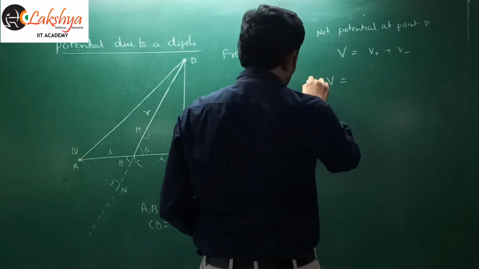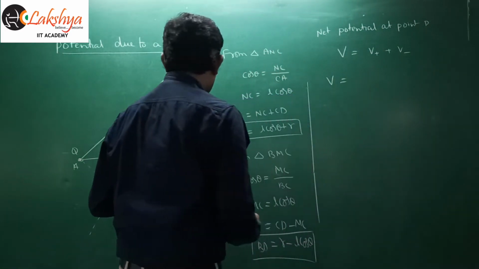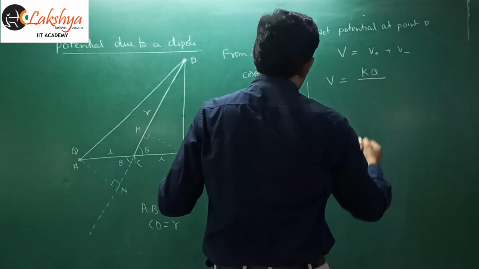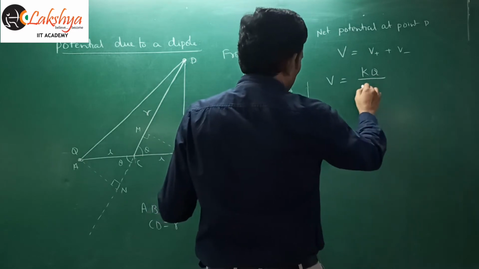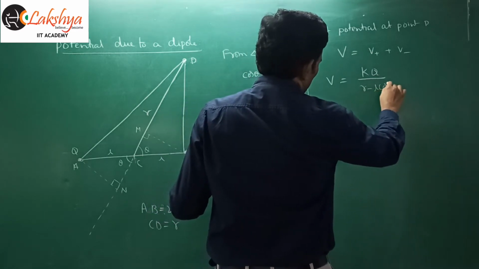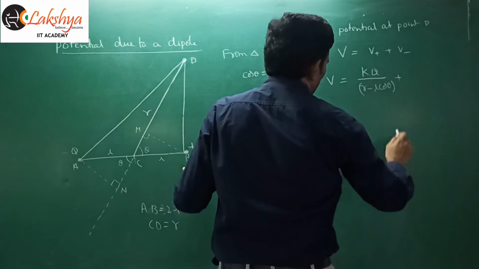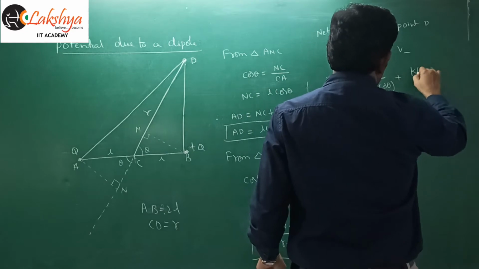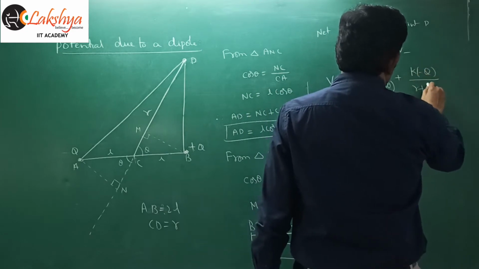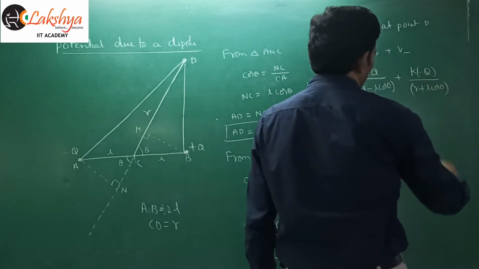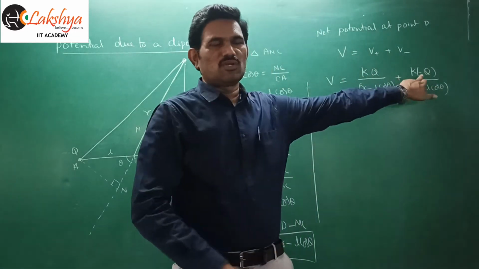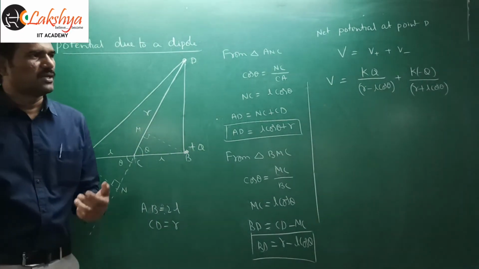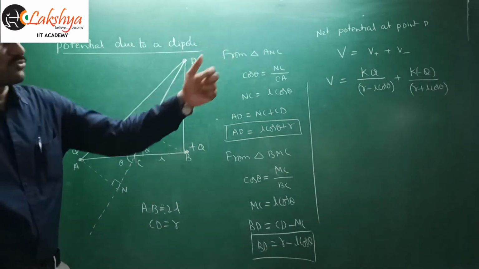So potential due to positive charge is KQ by BD. That BD is nothing but R minus L cos theta, right? So it is plus K into minus Q by R plus L cos theta. In potential calculations, when you are writing the potential due to negative charges, it will be negative, so we need to substitute the negative sign there.